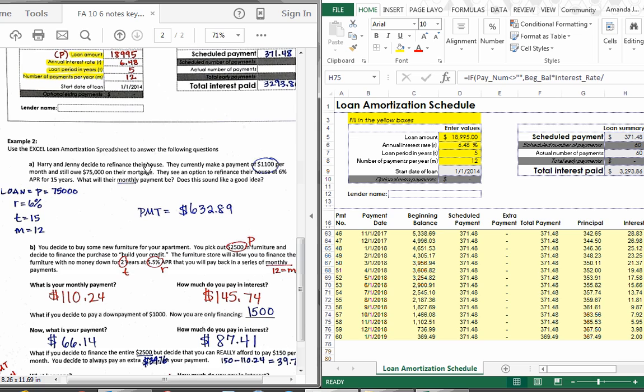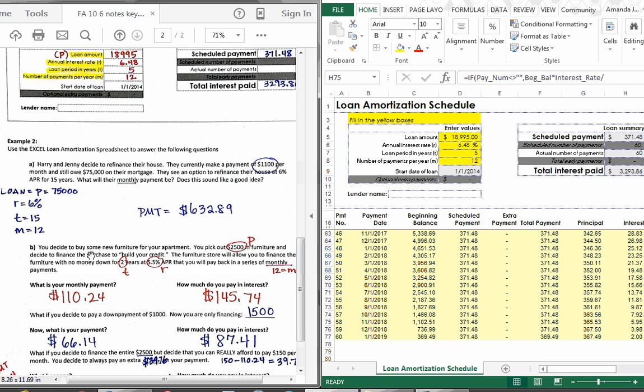So a refinance is when you basically take out a loan to pay off another loan. So you go to a lender and you say, hey, will you give me a whole bunch of money to pay off this loan I owe to this other guy? And then I'll owe you the money instead. So they're going to want to take out a loan of $75,000. I see we've got a 6% interest rate for 15 years. We're talking about monthly payments on a loan, so that would be 12.